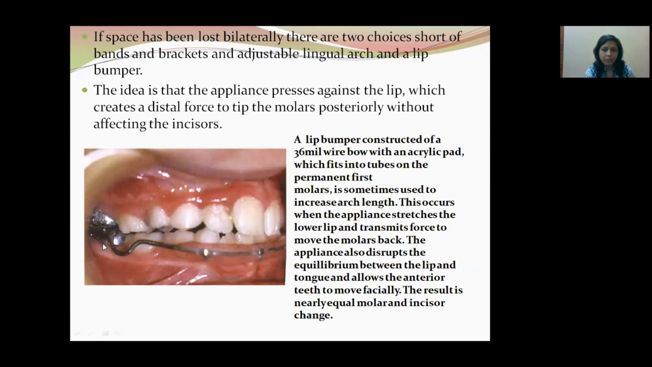It's sometimes used to increase the arch length also, because this occurs when the appliance stretches the lower lip and transmits force to move the molars back. The appliance also disrupts the equilibrium between the lips and tongue and allows the anterior teeth to move facially. The result is nearly equal molar and incisor change.